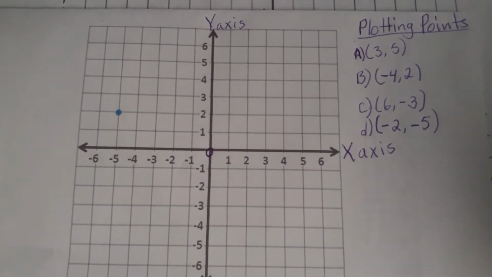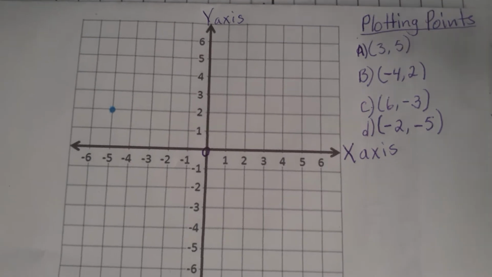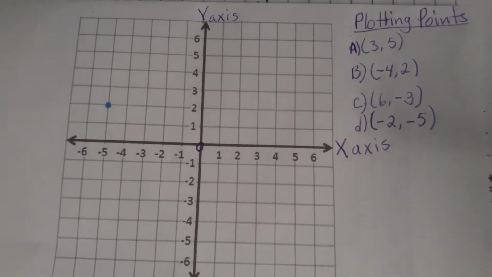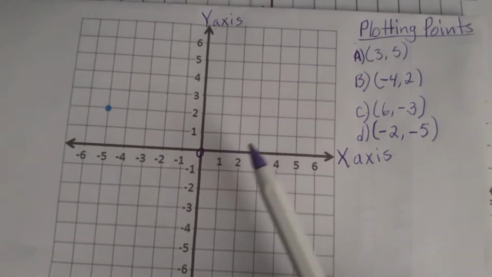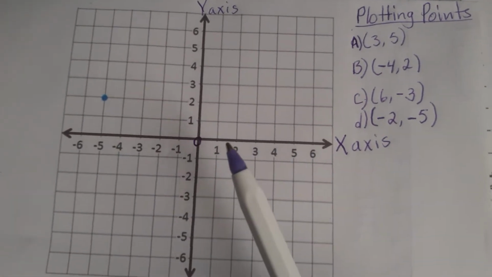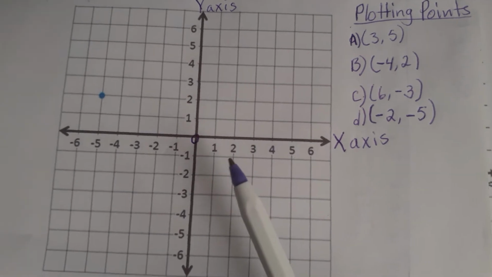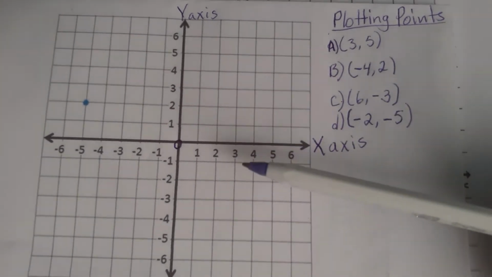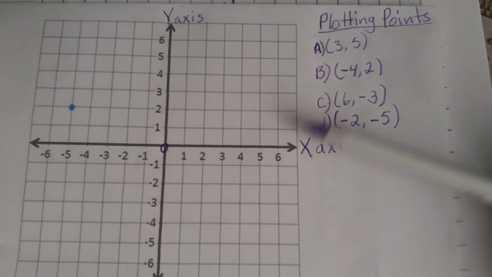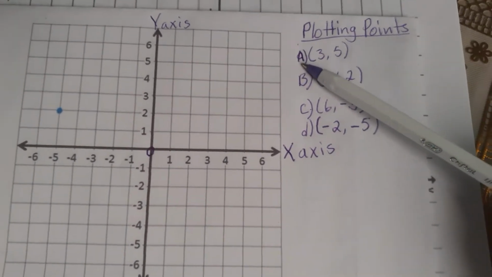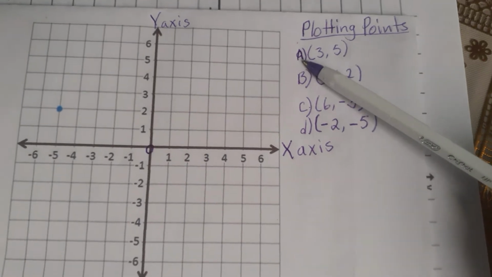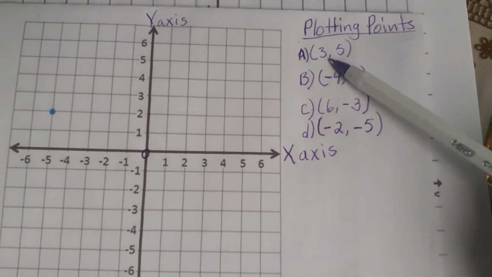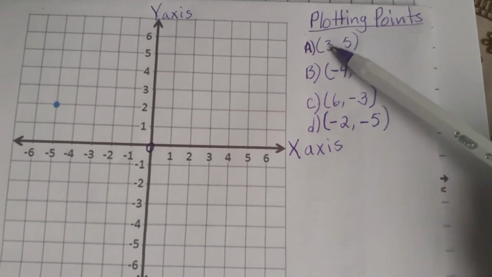Okay, let's look at plotting points on a coordinate plane. First of all, when you are going to plot a point on a coordinate plane, you have to look at the x number first. You write the x number first, the number on the x axis. So let's look at A. We want to plot A using coordinates 3 and 5. 3, 5. This is the x, this is the y.